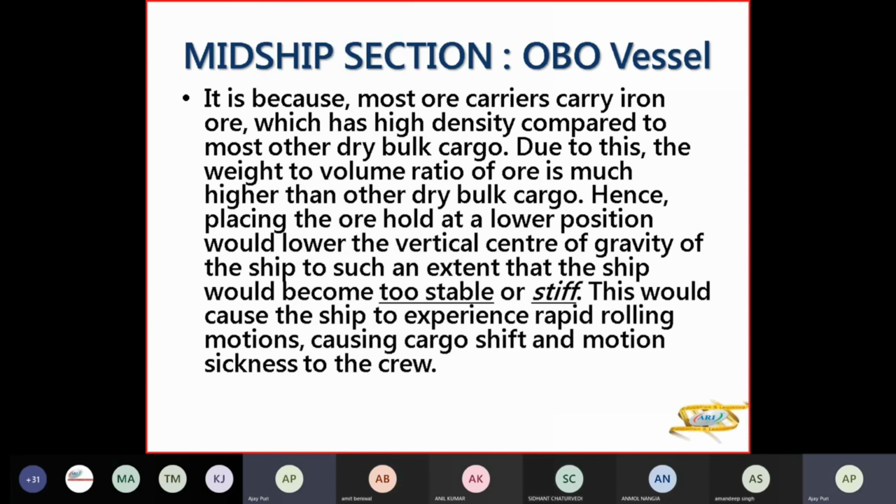Now, the thing is, iron ore has got high density compared to a lot of other cargoes like coal. So due to this, your weight to volume ratio of ore is much higher than dry bulk cargo. That means the stowage factor of iron ore is quite low as compared to the other cargoes. Hence, placing the iron ore hold at a low position would lower the vertical center of gravity, which will make your vessel too stiff, and that will cause a large GM. The large GM will create a lot of very violent rolling, which will cause motion sickness to the crew.